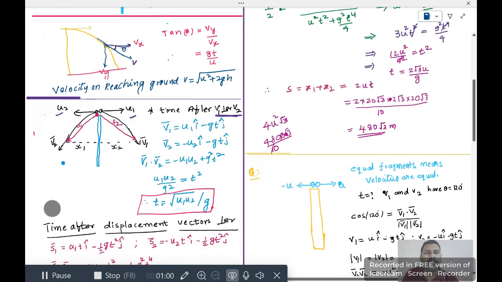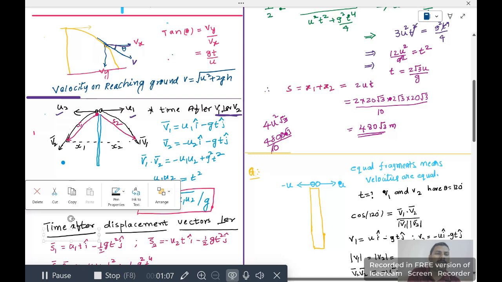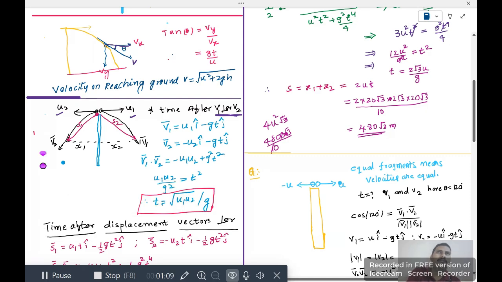If you see clearly, velocity vectors are perpendicular means the dot product between them is 0. The dot product between two perpendicular vectors is 0. So that means first we have to find v1.